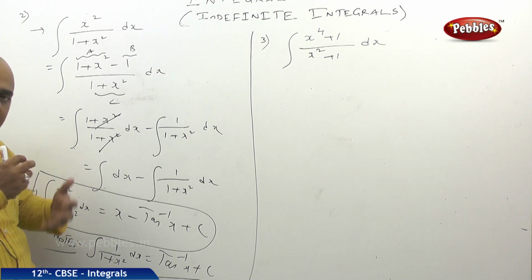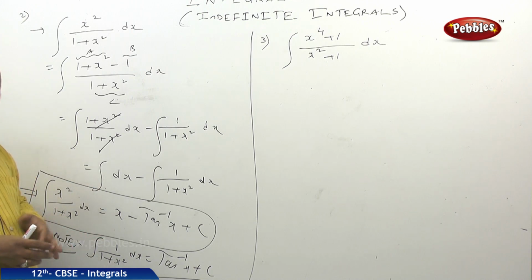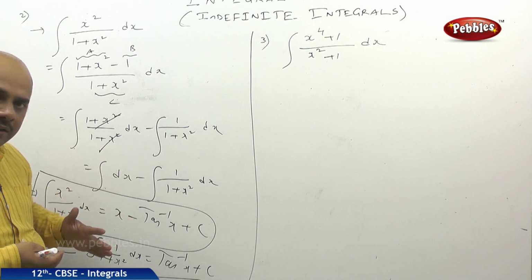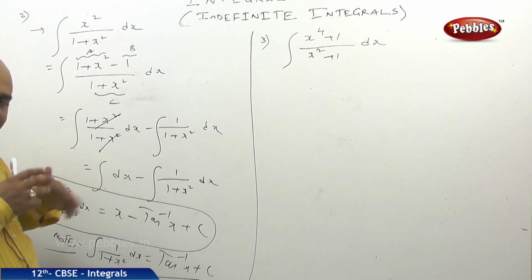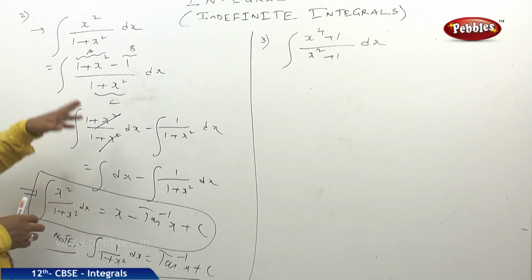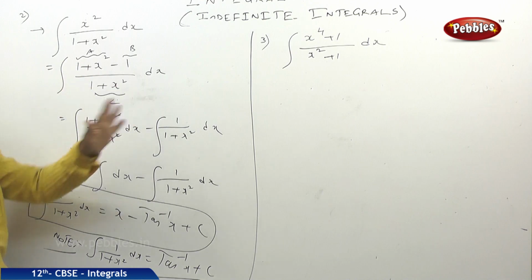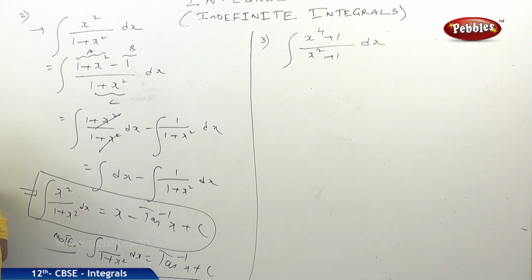That means we should observe the problem carefully. If we are not able to find the integral using a formula, we need to see whether we can convert it into a known formula or known method. So for that I added plus 1 or minus 1. I think now you are clear with this particular problem, so I will go to the next problem.